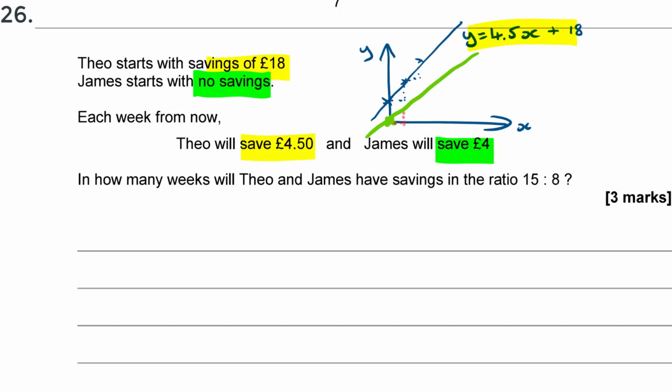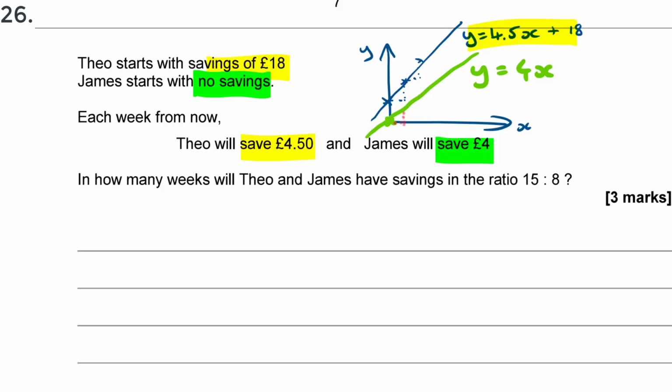So these graphs are going to be diverging over time, aren't they? Theo is going to start ahead and he's going to get more ahead over time. And the equation of that line then is going to be y equals 4x plus nothing. Okay, so then my two graphs. In how many weeks will Theo and James have savings in the ratio of 15 to 8?